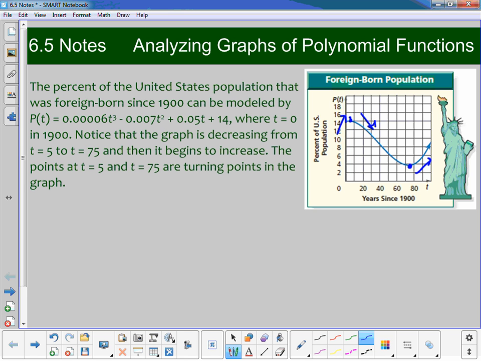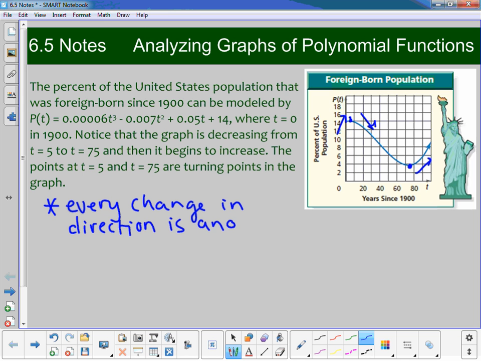Now when we're analyzing these polynomial functions, we want to count those turning points, and every time the graph changes direction, that's going to add to the degree of our polynomial. So that's a note that you could write down there: every change in direction is another exponent in our function, or in other words, degree.